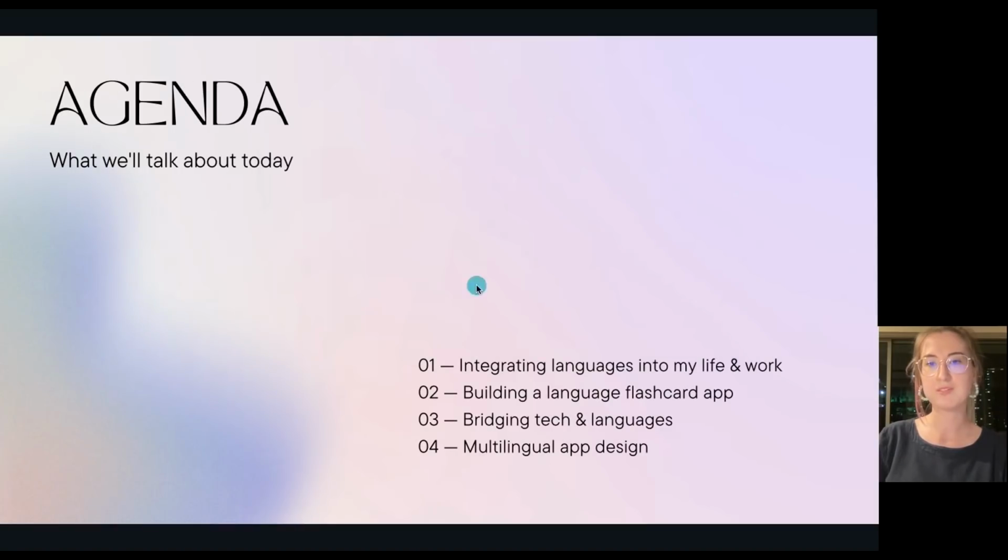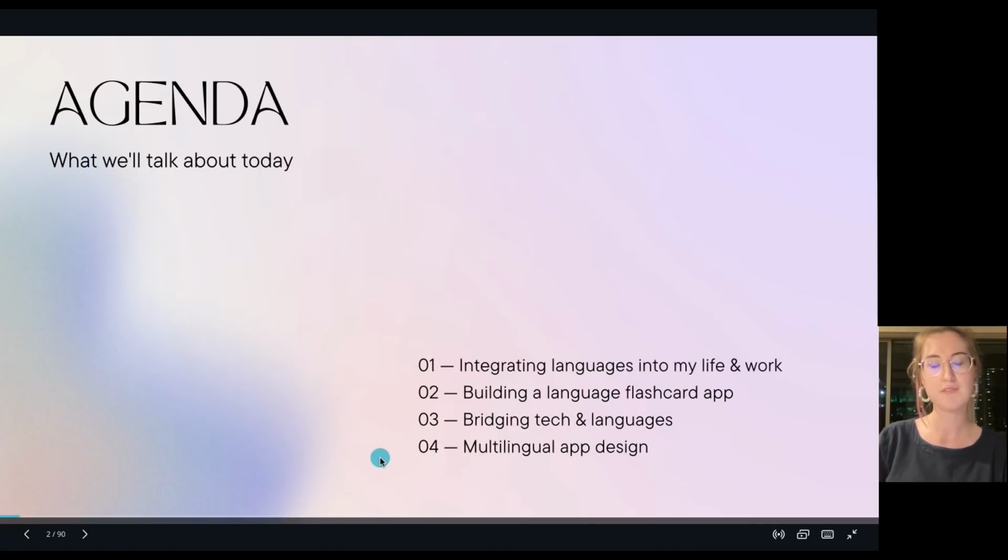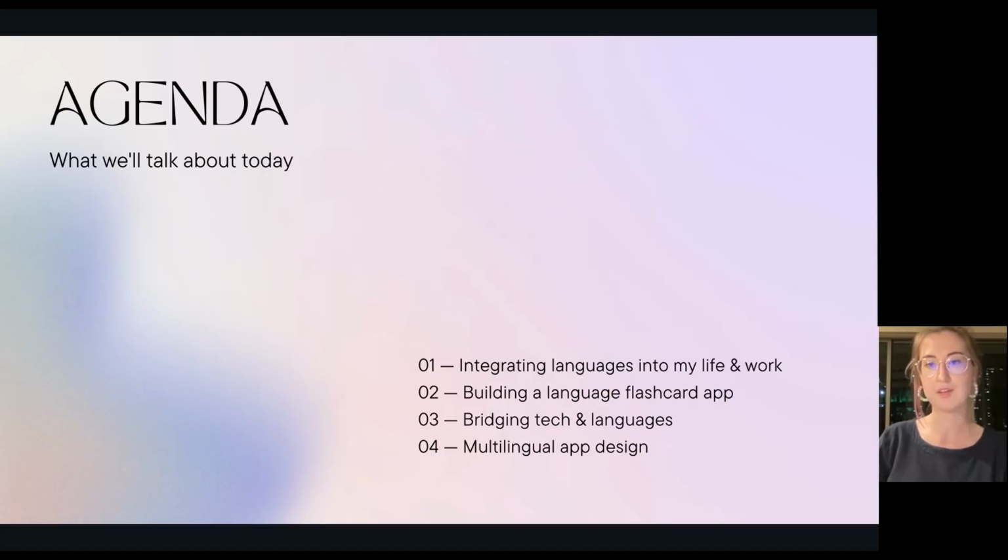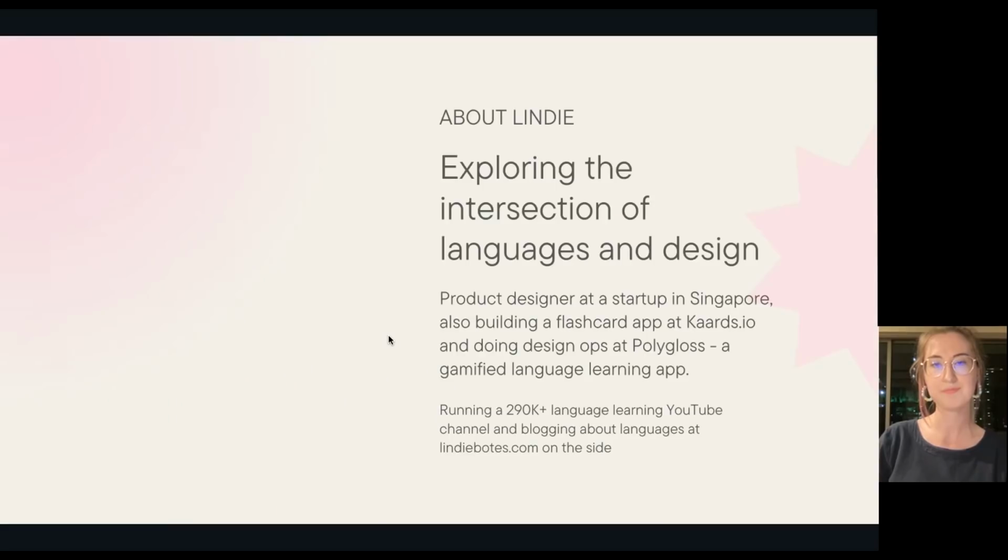So a bit about what we'll talk about today. The first half of my presentation will be how I integrate languages into my life and work. I'm going to go through a bit of a case study on a project that I'm working on at the moment to build a language learning flashcard app. And then the second part will be more about the overlap of tech and languages and some smaller case studies about how to design for multilingual audiences in app design.